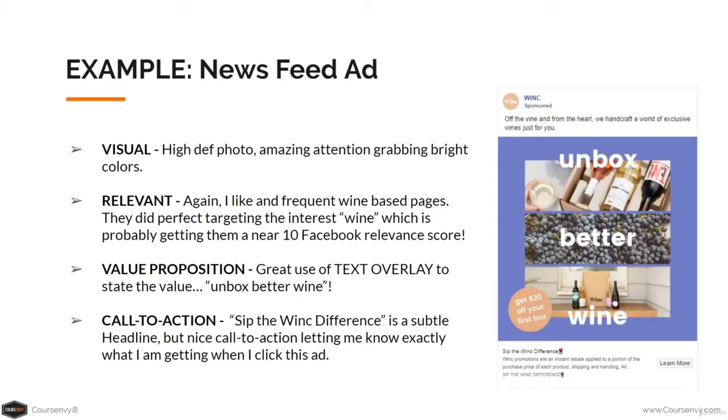Here's another newsfeed ad example. Visual, again, high-def photo, amazing attention-grabbing, bright colors in the background with those high-def photos on top. Relevant, again, I like and frequent wine-based pages. So they did perfect targeting to interest wine, which is probably getting them near 10 Facebook relevance scores for ads they run. Third, value proposition, great use of text overlay to state the value.